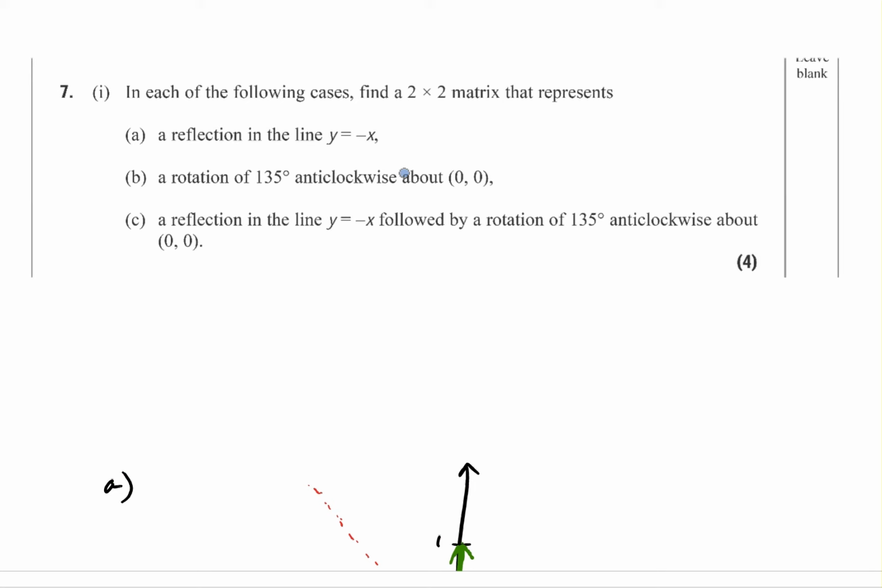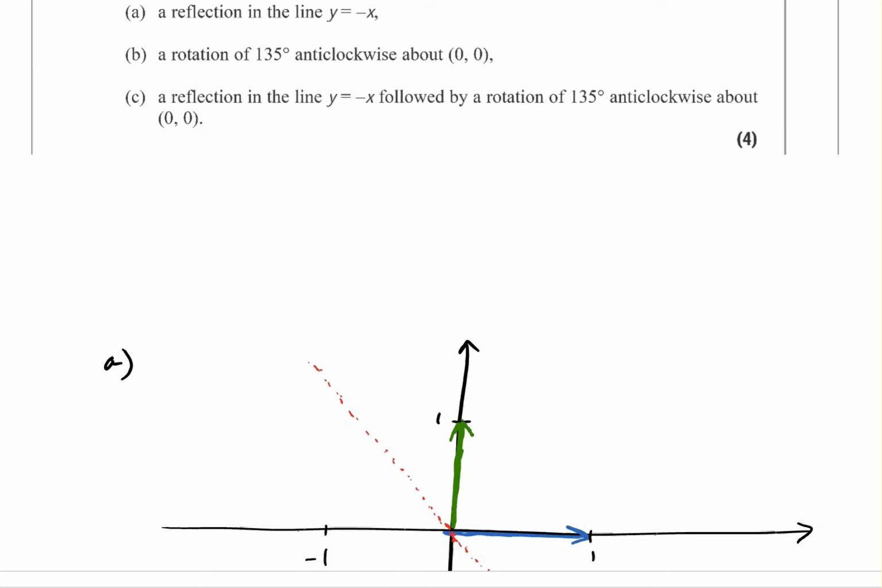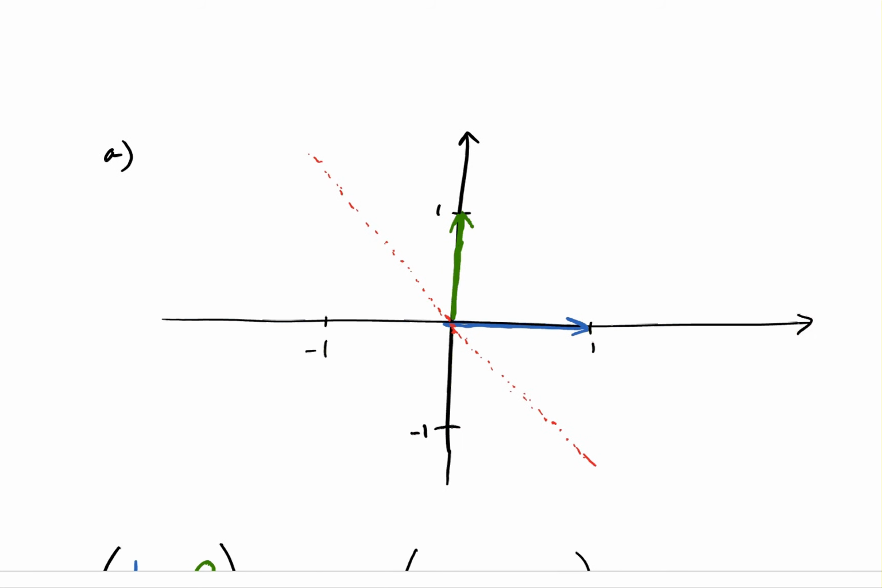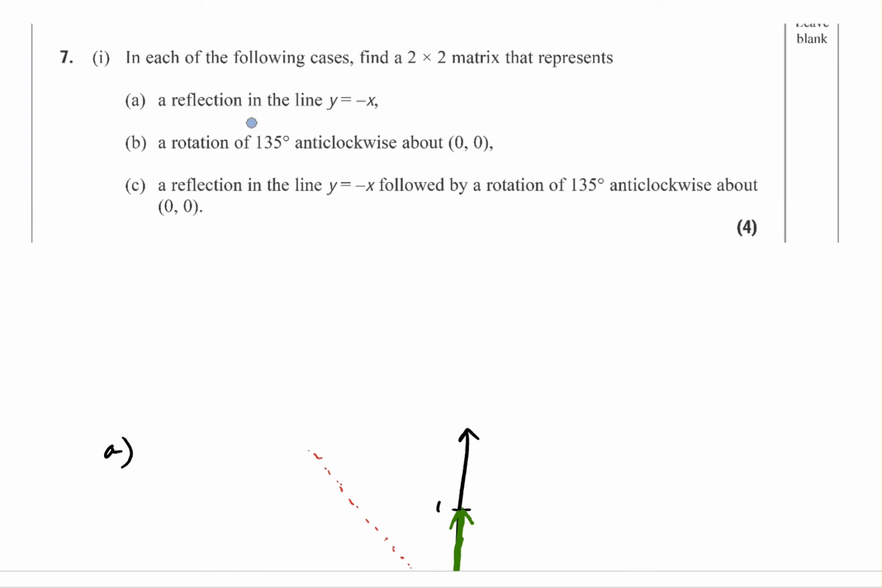So let's just jump straight into it. So part A, a reflection in the line y equals minus x. Now, whenever we deal with matrix transformations, you can just choose. This is actually not a difficult one to remember. If you're interested in just remembering things, you can just remember it. But I wouldn't recommend that you do this with matrix transformations, okay?